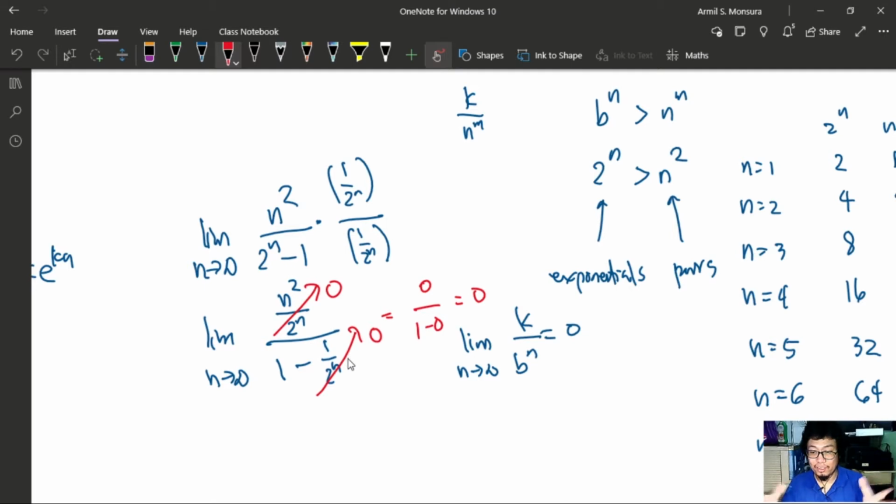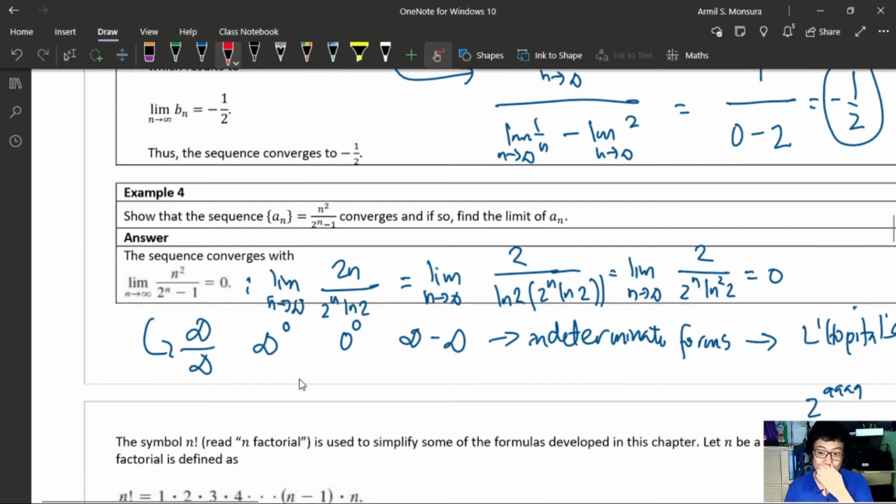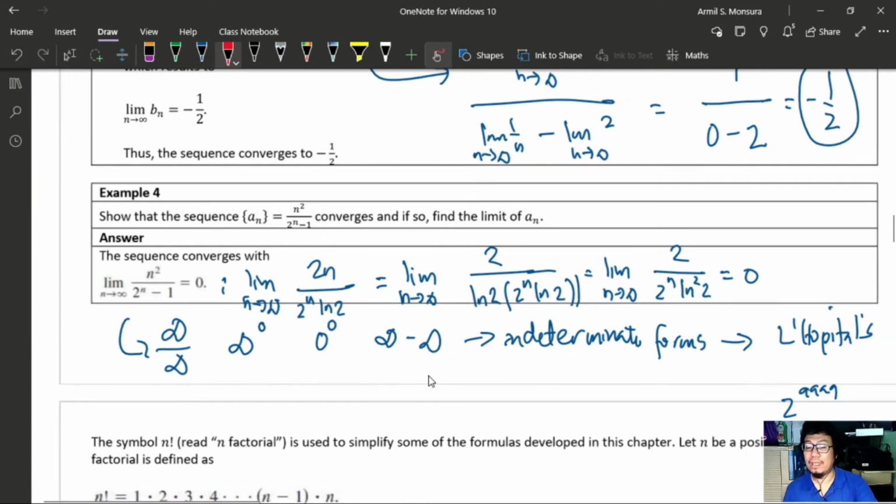Again, I did this without using L'Hopital's rule. The use of L'Hopital's rule is not that appealing, at least to me, because there are times that it will force me to look at the derivatives of some functions that are not really known to me, like for example 2 raised to n. I really have to review my calculus first before I can get the derivative of 2 raised to n. That is why I am always resorting to algebraic means.